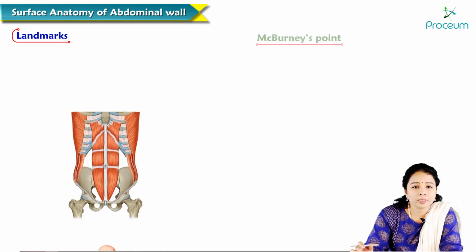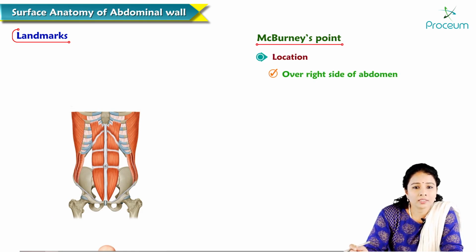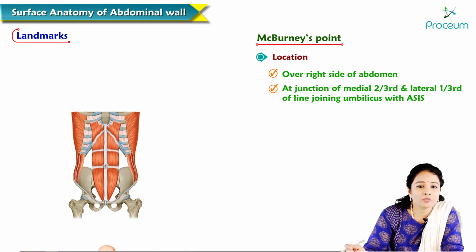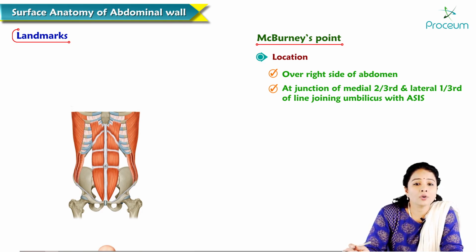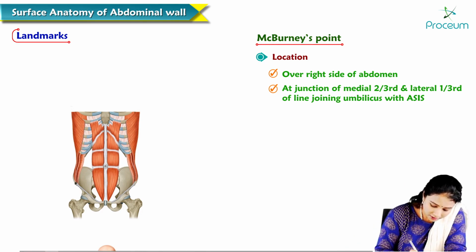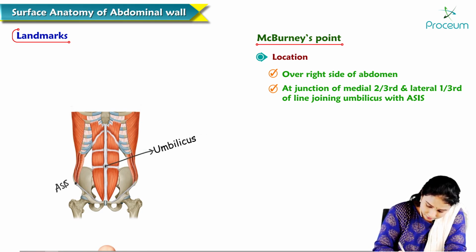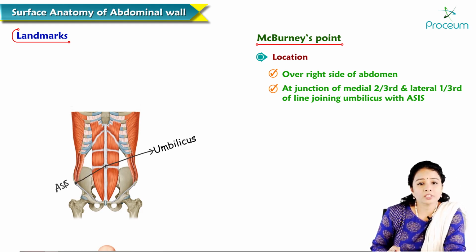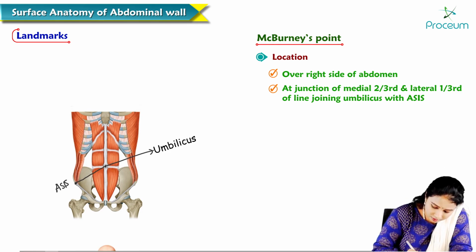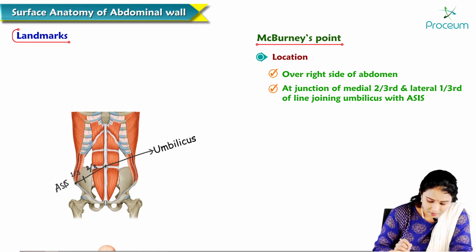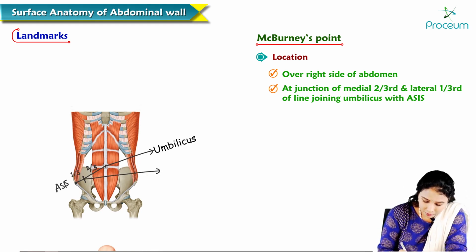So next point is the McBurney's point. It lies over the right side of the abdomen at the junction of medial 2/3 and lateral 1/3 of the line joining the umbilicus with the anterior superior iliac spine. So here is the anterior superior iliac spine and here is the umbilicus. And if we join these 2 points, the junction between medial 2/3 and lateral 1/3. So here medial 2/3, lateral 1/3. So this point is the McBurney's point.